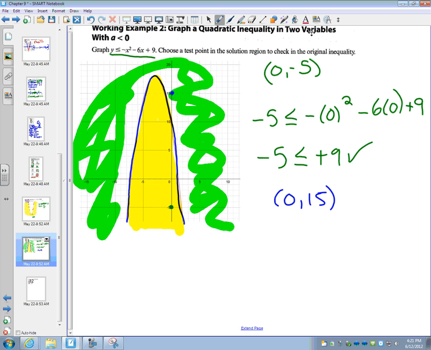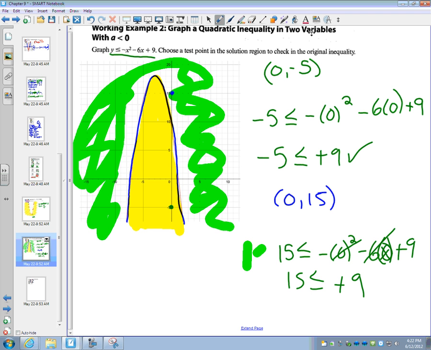Okay, let's test if that satisfies my inequality. 15 is less than or equal to negative 0 squared minus 6 times 0 plus 9. 15 is less than or equal to 0 plus 9. Is 15 less than or equal to 9? No. So that would show that I'd done something wrong. So my test point can let me know if I've done something correct or not.